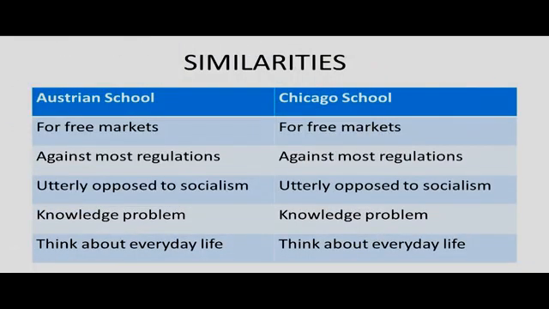However, despite these differences, let us not forget how many similarities there are between these two schools. Both Austrians and Chicago advocates support the free market. They are generally opposed to government interventions and regulations. They are utterly opposed to socialism. Both also broadly accept Hayek's insights about the knowledge problem, which enable them to branch out in order to analyze aspects of everyday life as well as things we typically think of as economic, such as trade or money.